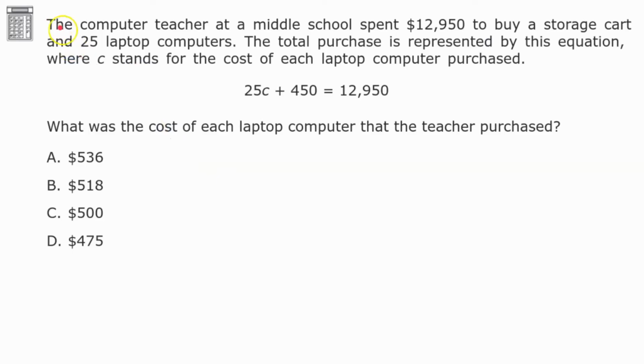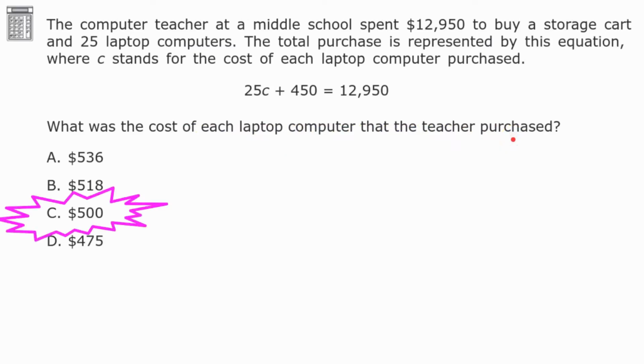Here we go. The computer teacher at a middle school spent $12,950 to buy a storage cart and 25 laptop computers. The total purchase is represented by this equation, where C stands for the cost of each laptop computer purchase. 25C plus 450 equals 12,950. The question is, what was the cost of each laptop computer that the teacher purchased? Go ahead and pause now and come back when you're ready.